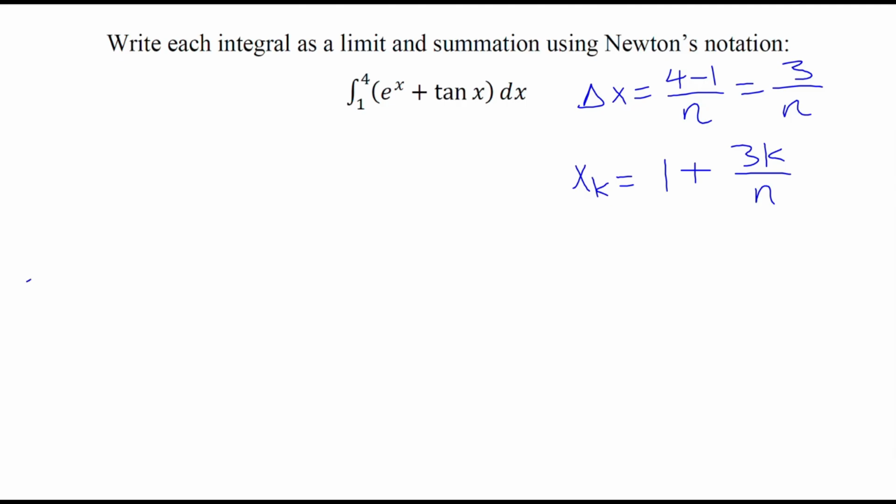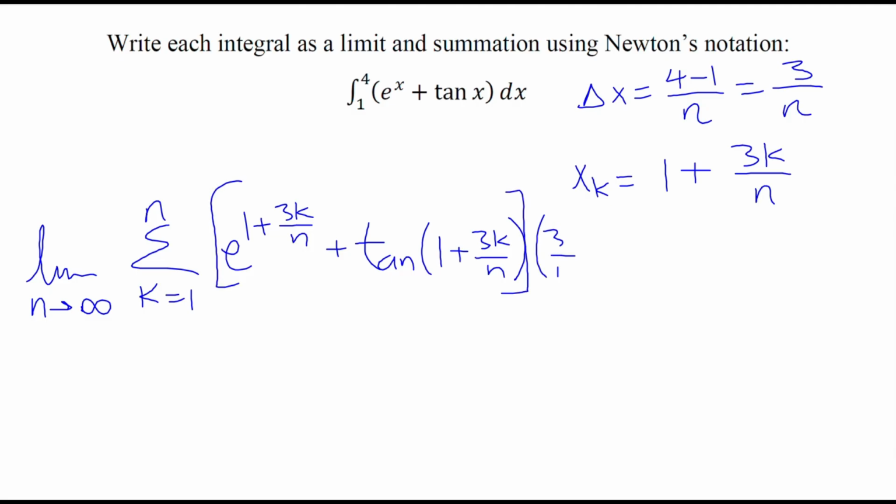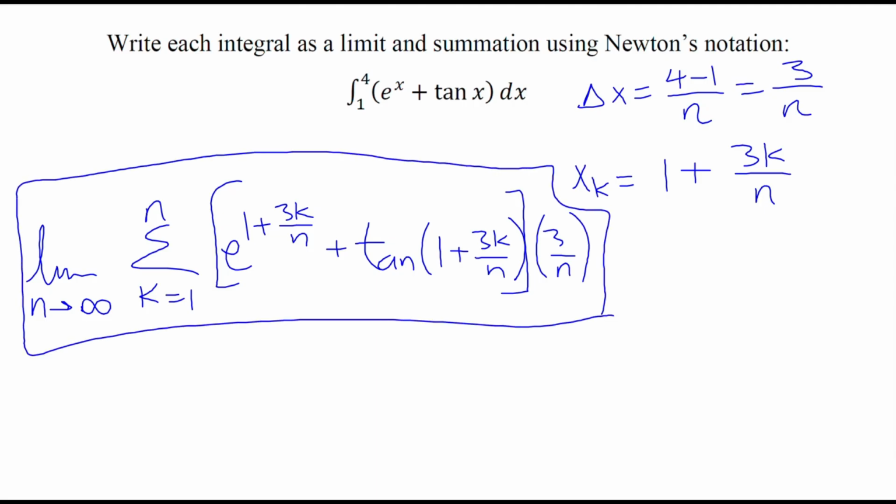Then we'll go over here and we'll write out our limit. It's a limit as n approaches infinity of the sum from k equals 1 to n of our function at x sub k. So that'll be e to the (1 plus 3k over n) plus the tangent of (1 plus 3k over n), all times our delta x, which is just 3 over n. And that is the last of those limit summation problems.